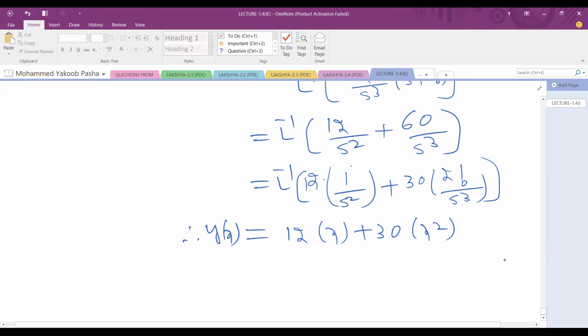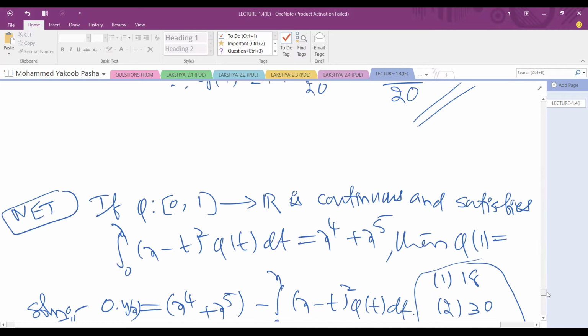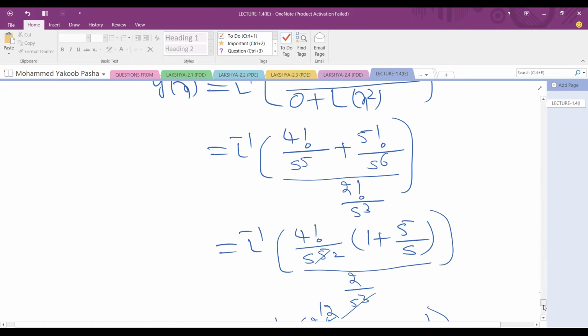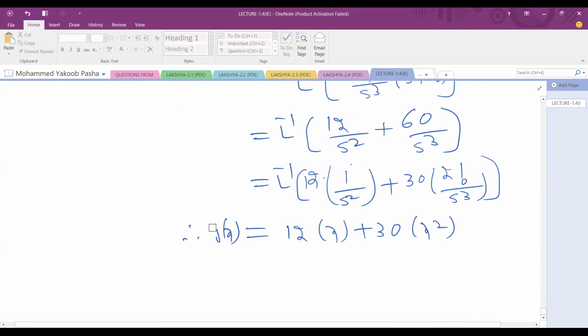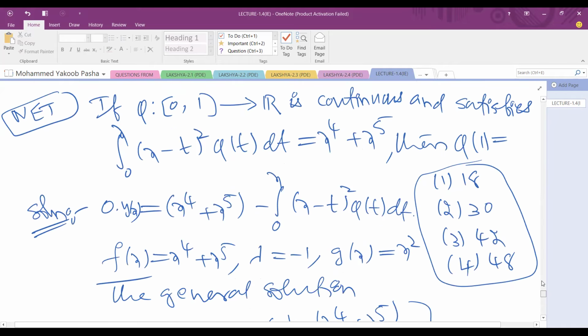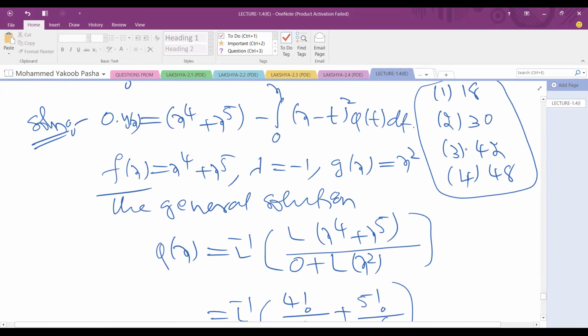Okay, so what we have to calculate? Pi of 1. సరే, y of x pi of x, ఇక్కడ మీరు pi of x అని తీసుకోండి, no issue. Okay, so here it is also pi of x. We need to calculate pi of 1. Okay, therefore pi of 1, that is 12 plus 30 means 42. Clear? So third option is the right option.